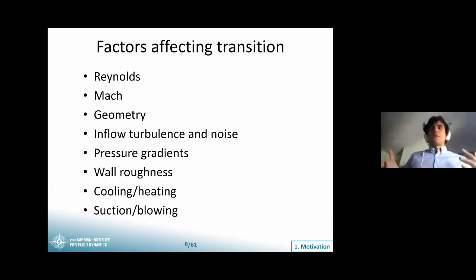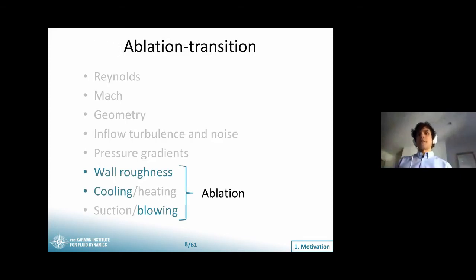So basically, there are a series of factors affecting transition, which are the Reynolds number, the Mach number, surface geometry, the inflow turbulence and noise, pressure gradients, the level of surface roughness, cooling or heating of our boundary layer, or suction or blowing through the surface. And it is particularly interesting to see how ablation affects transition, because within it, we have three of these main factors. There is a modification of the surface roughness due to the irregular burning of the thermal protection system. There is a cooling due to the series of chemical reactions that occur. And there is a blowing of pyrolysis gases into the boundary layer.